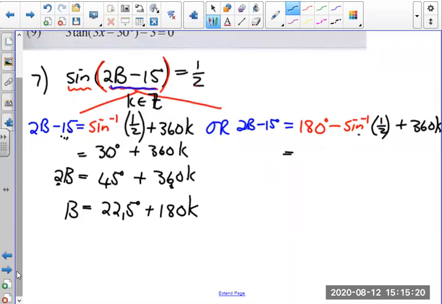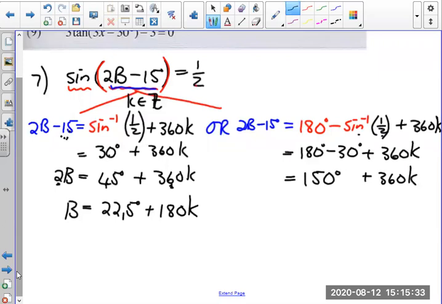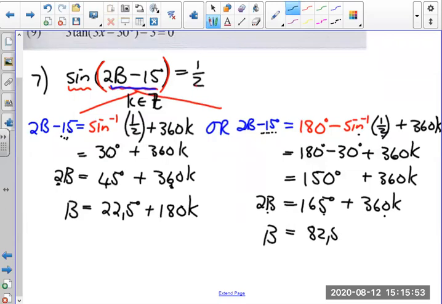Shift sine a half is still 30 degrees. So it's 180 minus 30 plus 360k. So that gives you 150 plus 360k. Now take away the minus 15 by adding it. So 2b is equal to 165 plus 360k. Divide by 2, divide by 2, divide by 2. So b equals 82,5 plus 180k.